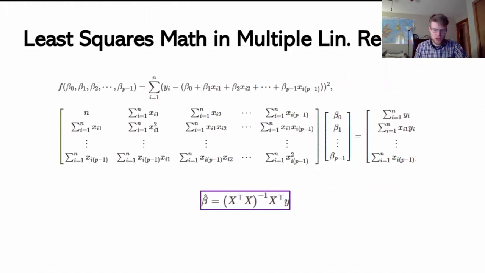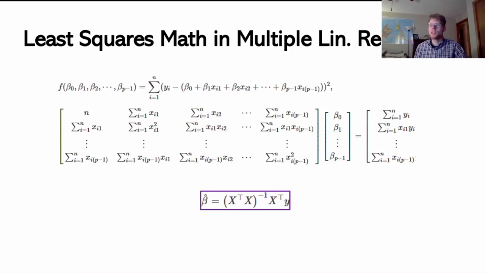Okay, so the least squares math in multiple regression. We're definitely going to do some hand waving here. If you take an upper level regression class or maybe go to grad school for statistics, you'd probably do this derivation as a proof, as an exercise. We're just content to say that this is true.